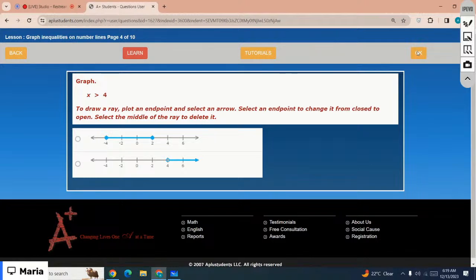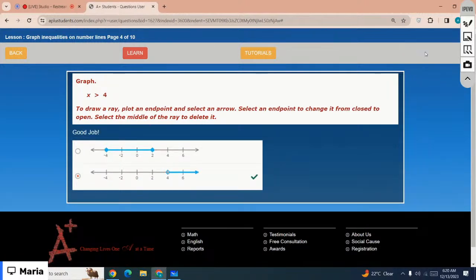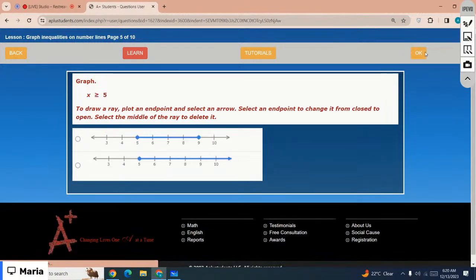Graph x is less than 4, which is the correct option? X is greater than 4, sorry, not less than 4. So which is the correct option? The correct option is option number 2. All the numbers that are greater than 4 are included in the graph, but 4 is not included. So there must be an open circle on the 4.